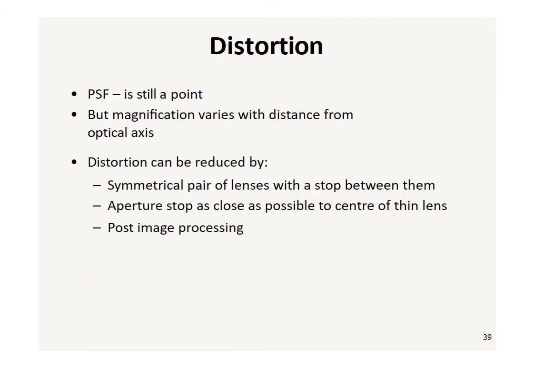So we still need to get rid of distortion, particularly in applications like microscopy or medical imaging. You need to measure your distances accurately all over the field of view. So although the point spread function is still a point, we have this variation of magnification. We can reduce it by using a stop, either as close as possible to one thin lens or making a symmetrical pair of lenses, and if all else fails, we'll do some post-processing to correct it.